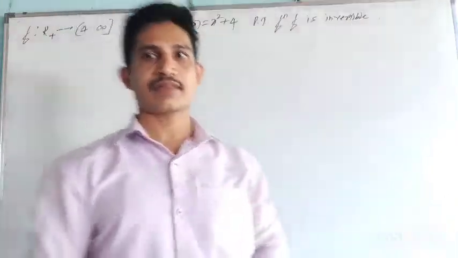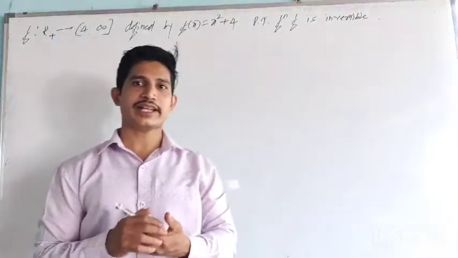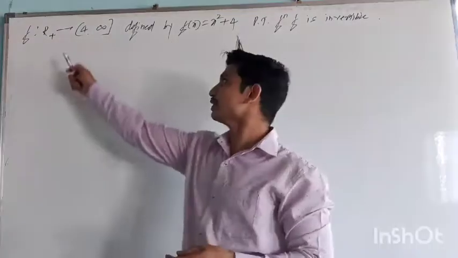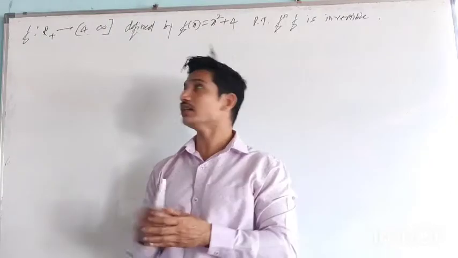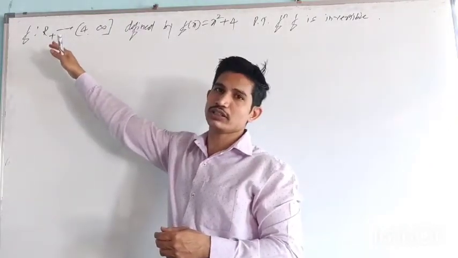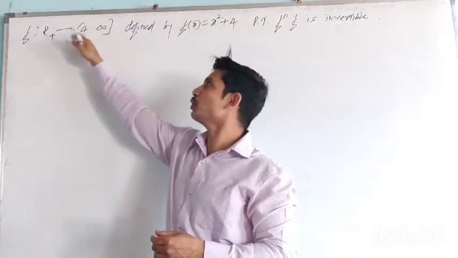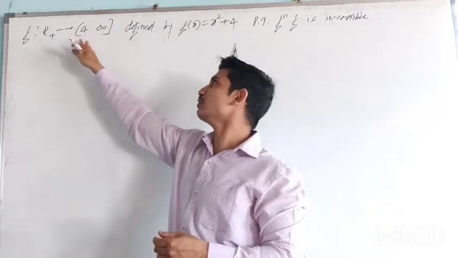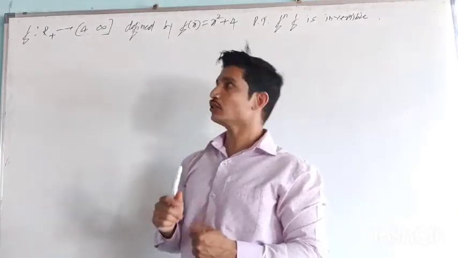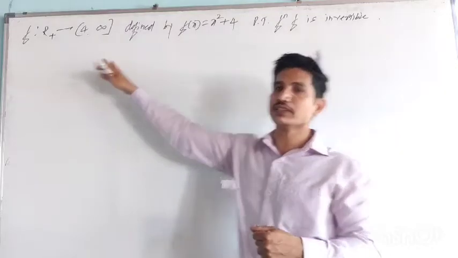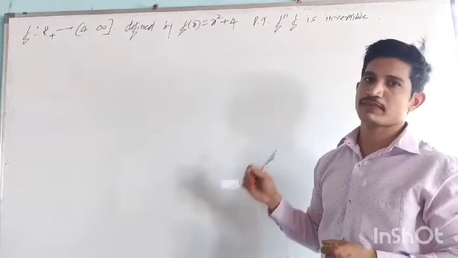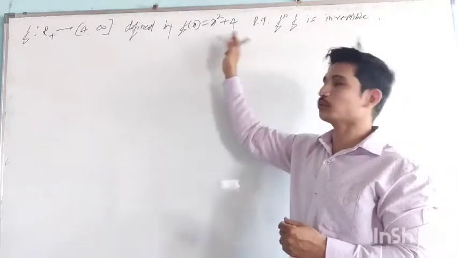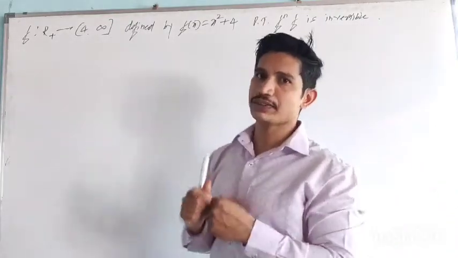Now students, let's see the next example. The function f is given from R plus to [4, infinity). R plus means positive real numbers, and [4, infinity) is a half open, half closed interval. This function is defined by f of x is equal to x square plus 4.